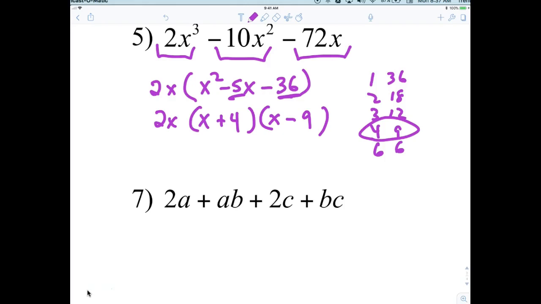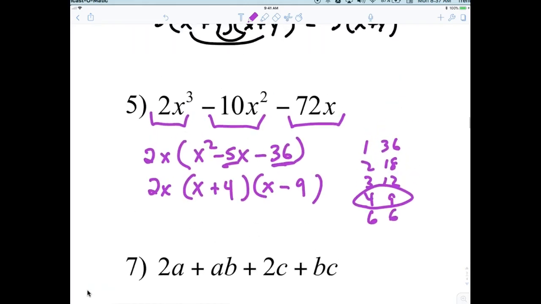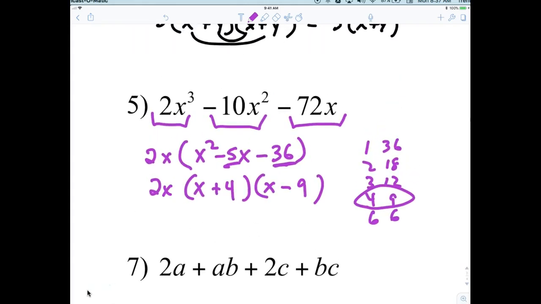What I don't get is, it went from negative 10x squared to negative 5x. Where does the square go? Okay, so in this bucket, listen to me. In this bucket was 2 times x times x times x. In this bucket, it was 2 times 5 times x times x. In this bucket, it was 2 times 36 times x. I pulled out a common x.